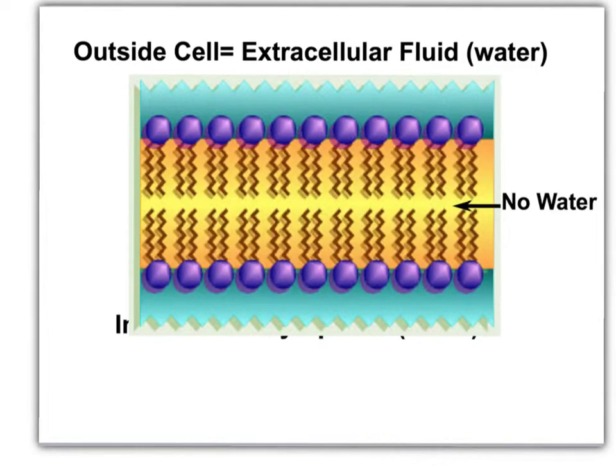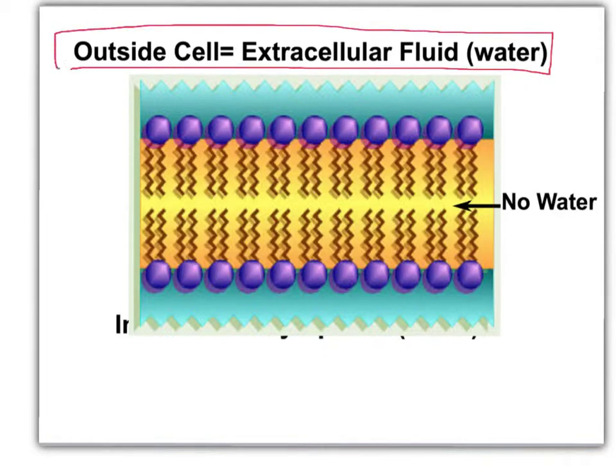This right here is a picture of a layer, or a phospholipid bilayer, bi meaning two, where on the outside here we have extracellular fluid. So the outside of your cells are constantly being bathed in water. So it's got a lot of water. And you'll notice that the phospholipid head pieces, the water-loving pieces, are facing the water.